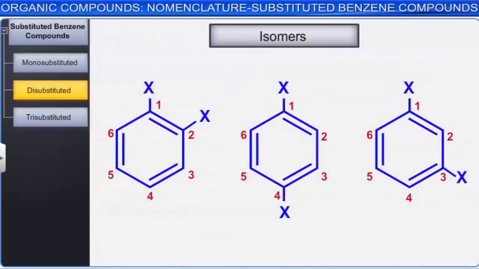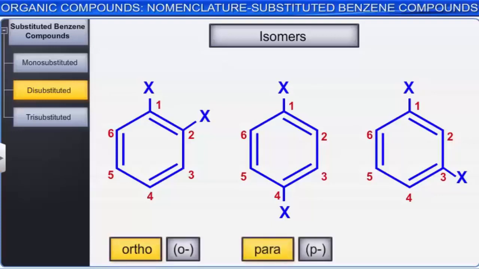3 isomers are possible for a disubstituted benzene. These 3 isomers are differentiated in the trivial system by using the names ortho, para, and meta, which are abbreviated as O, P, and M respectively. The positions of the substituents in a disubstituted benzene are thus indicated by using the appropriate prefix ortho, meta, or para.